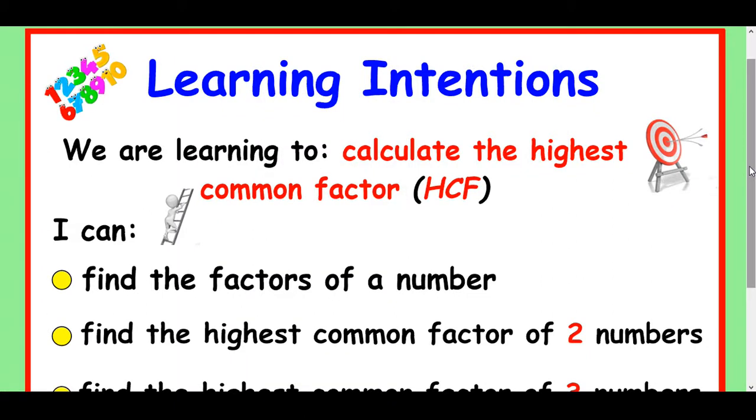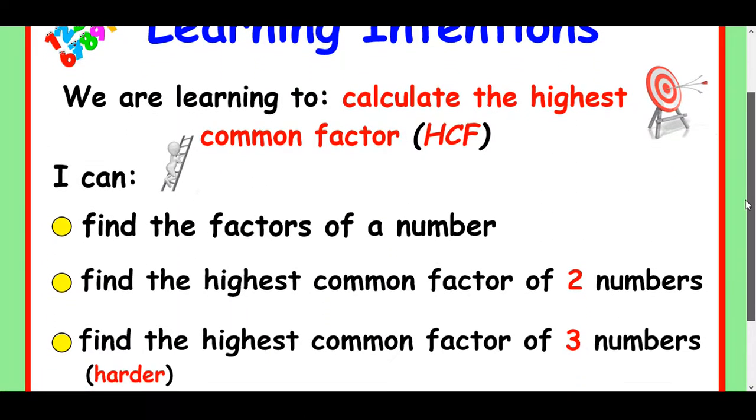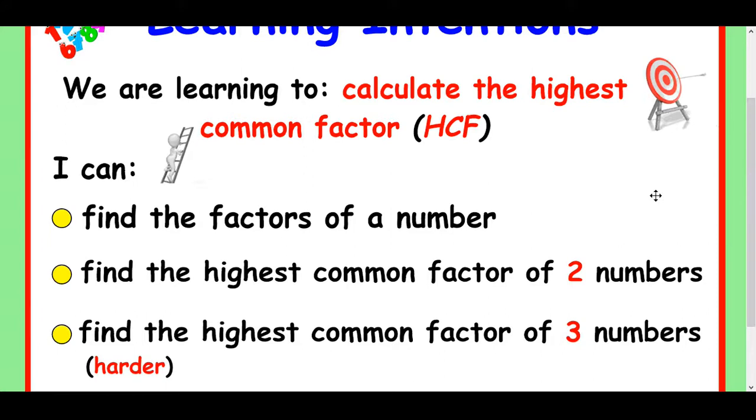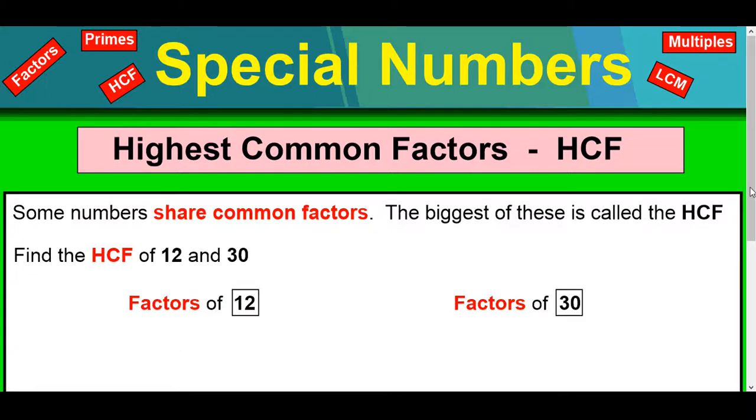In this lesson, we're going to look at calculating the highest common factor. So if you watched the previous lesson, you should understand what factors are. We're going to look at how to find the highest common factor of two numbers and also the highest common factor of three numbers. So let's start with two numbers.